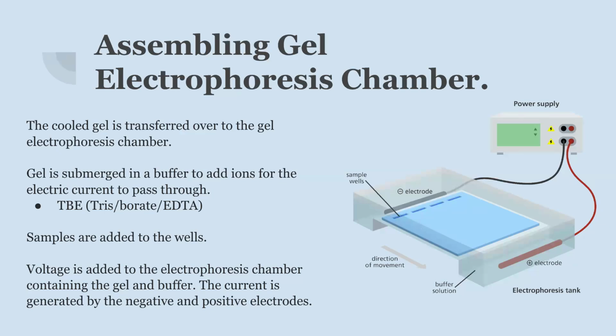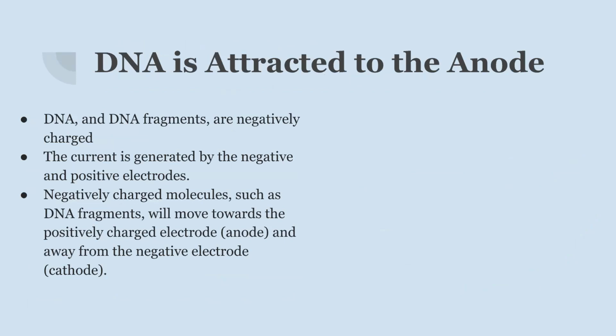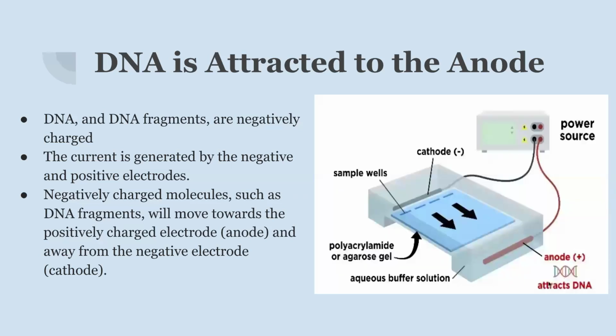And then voltage is added into the electrophoresis chamber, again, containing that gel and buffer, from that electrode, the cathode, to the anode. And then the DNA is allowed to move. So DNA and DNA fragments, again, are negatively charged. So the current is generated by the negative and positive electrodes. So again, that negatively charged molecule, like a DNA fragment, is going to move towards that positively charged anode, away from the cathode. And you can see that demonstration again here.